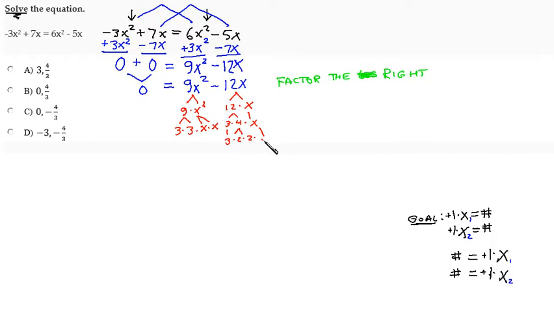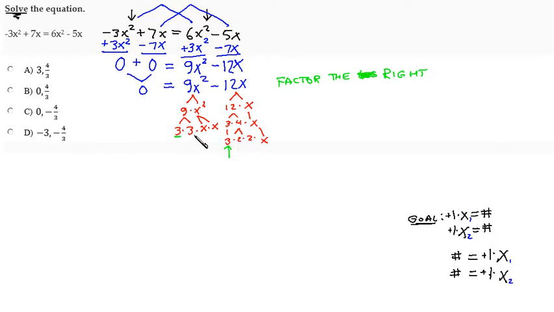2 times x. So now when we look for greatest common factor, which is the first step we should always do, we see that between the two terms, 9x squared and 12x, we are able to identify a 3 in common. I look for the second 3.